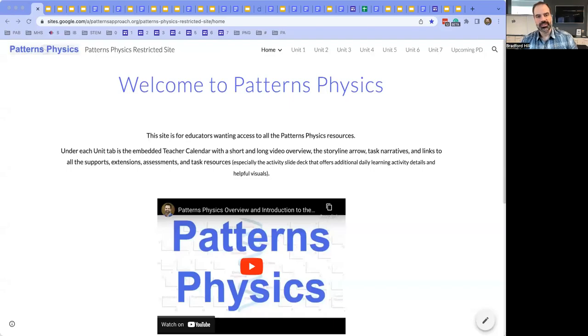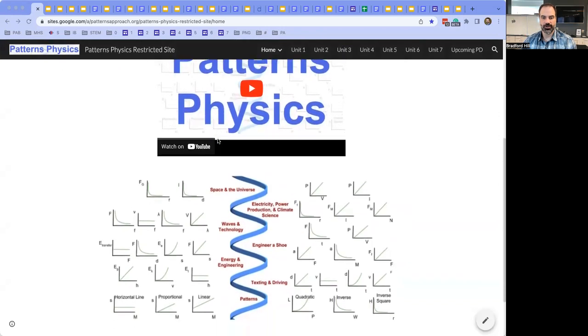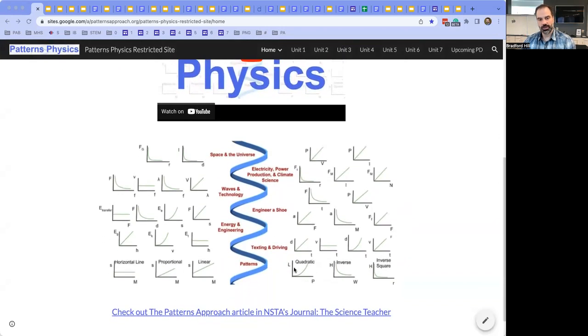Hello, this is the Unit 2 overview. I'm just here on the Patterns Approach website, and I'll scroll down on the home page just to do the quick year level zoom.